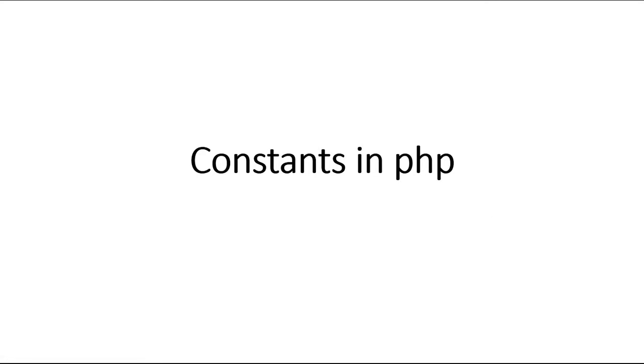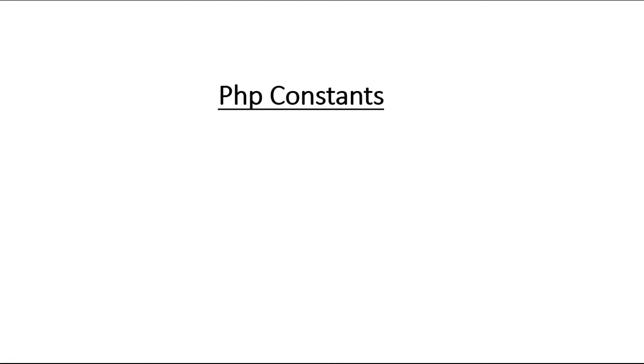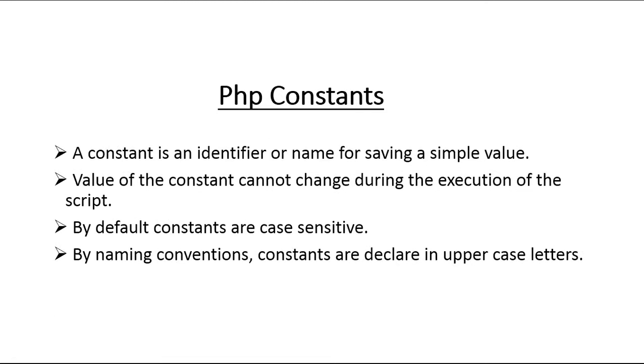In this part we are going to learn about constants in PHP. A constant in PHP is an identifier or a symbol name for saving a simple data. As the name suggests, the value of the constant cannot be changed during the execution of the script.